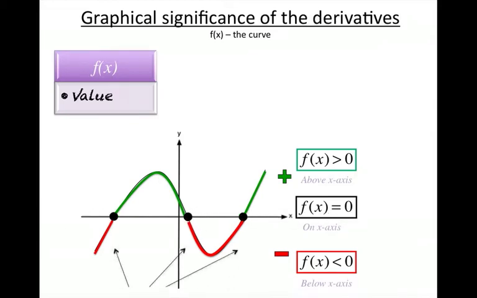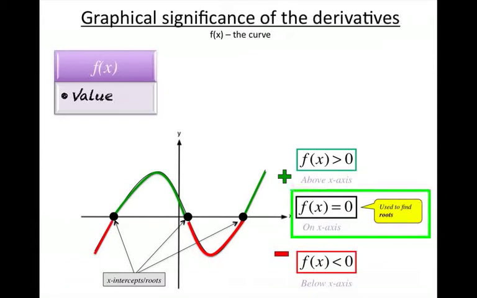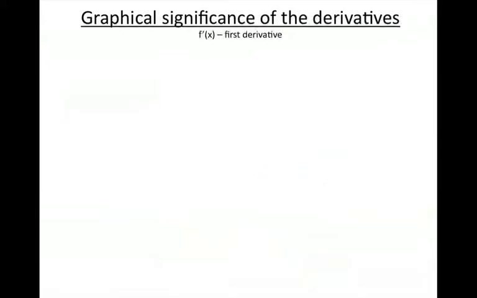And those 3 points are what we call the x-intercepts, or the roots. So the important point to take out of it is if you let f of x equal 0, you'll find the roots, or the x-intercepts. Okay, let's do f dash x, the first derivative.